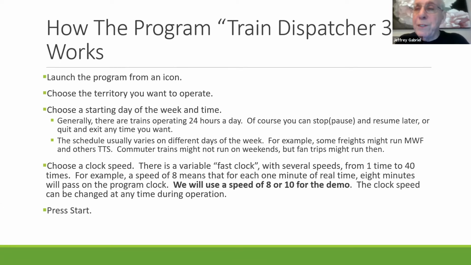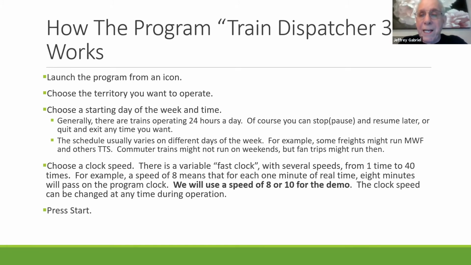Schedule usually varies on different days of the week. For example, some freights might run Monday, Wednesday, Friday, others Tuesday, Thursday, Saturday. Commuter trains might not run on weekends, but fan trips might. You choose a clock speed, so you're not running 1-to-1. You're running fast, like in model railroading. Many model railroads that have timetable operation also have a fast clock.